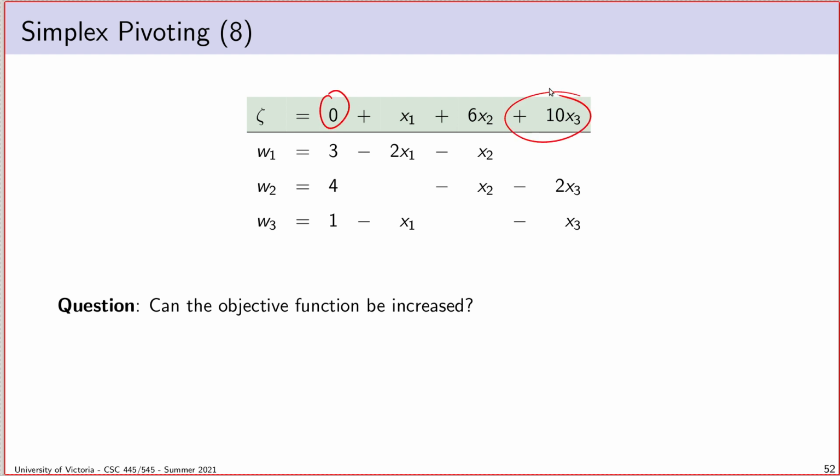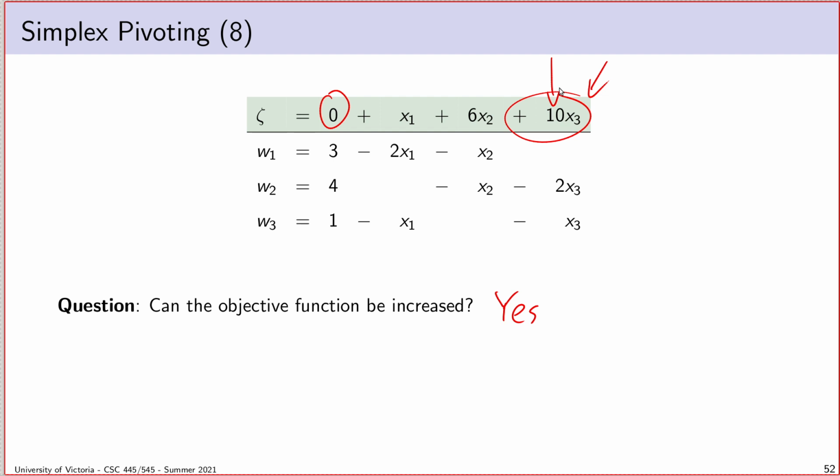If I set x3 to be equal to 1, then the objective function would have the value 10. So the answer then is yes, I can increase the objective function because there's some variable in the expression for the objective function that if I increase that variable to a positive number, the objective function will increase. Now, to be clear, I could also increase x1 or x2. The reason I've chosen x3 is because this big coefficient seems to me to indicate that I can get more mileage out of increasing x3.